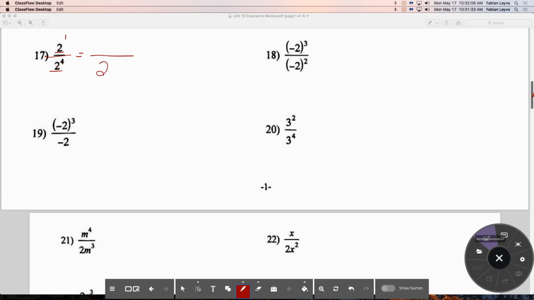Now, I always like to visually draw that 1 if there's no exponent, so that way I can visually see that there's a 1 there. And let's go ahead and do the math. 4 minus 1 is a positive 3. Don't forget, when there's nothing in the numerator, you always want to have that coefficient of 1 written there. All right, cool?